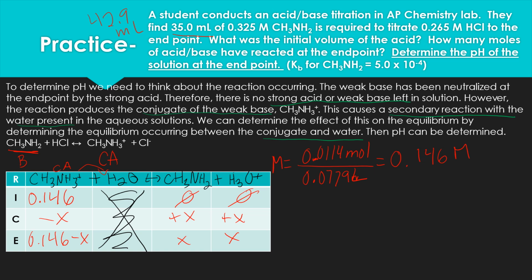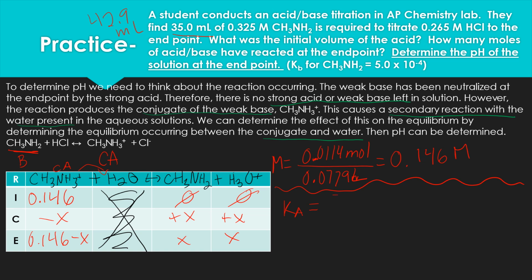Okay, now we want to solve for X, right? We've done that before with RICE tables. Well, if we want to solve for X, we need a K value to plug in. Let's write an equilibrium expression. So this is our Ka because it's our acid reacting.